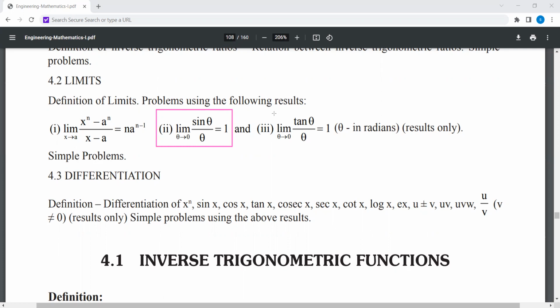Next formula: limit theta tends to 0, tan theta upon theta is equal to 1. Both are limit formulas for trigonometric ratios, for only sine and tan. Here theta must tend to 0, and theta must be in radians, not in degrees. If theta is given in degrees, then convert it to radians.